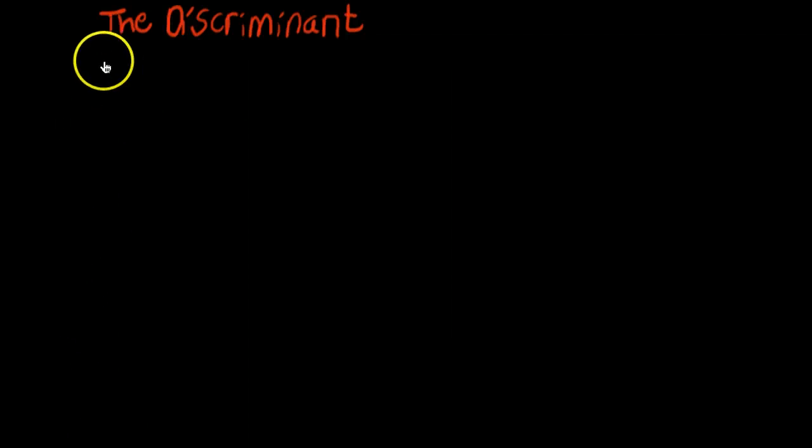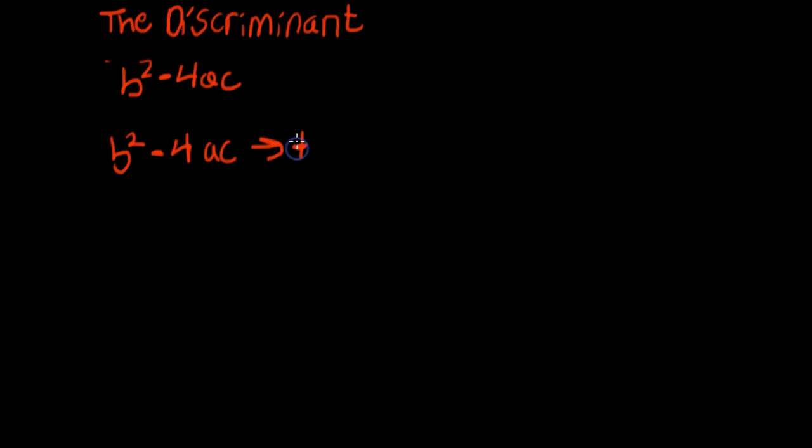So the quantity that appears under the radical in the quadratic formula, b squared minus 4ac, is called the discriminant. The reason we call it the discriminant is because, depending on what this value is, it discriminates what kind of solutions you're going to get from the quadratic formula. If you perform b squared minus 4ac and that value is positive, then the equation is going to have real solutions.